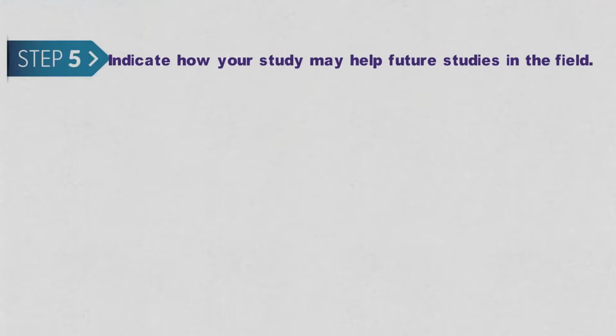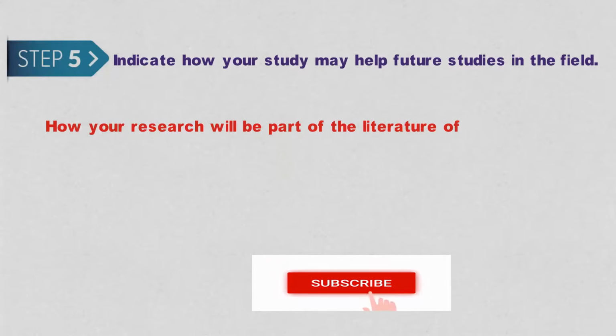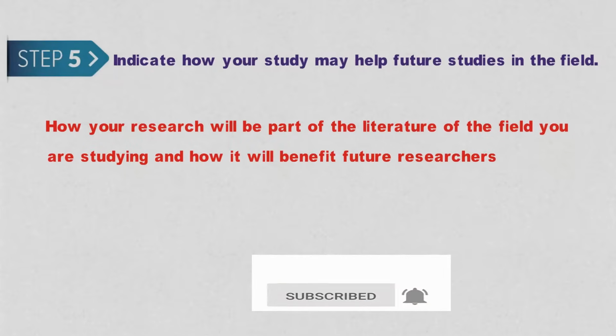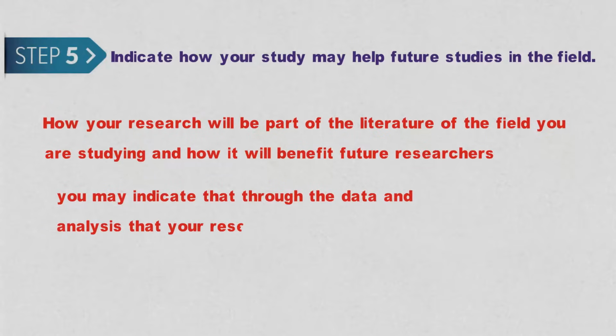Step 5. Indicate how your study may help future studies in the field. You must also specifically indicate how your research will be part of the literature of the field you are studying and how it will benefit future researchers. You may indicate that through the data and analysis that your research will provide, future researchers may explore other capabilities of herbal plants in preventing different diseases.